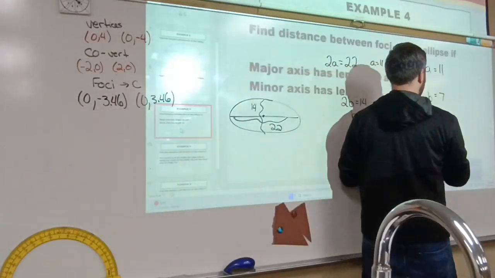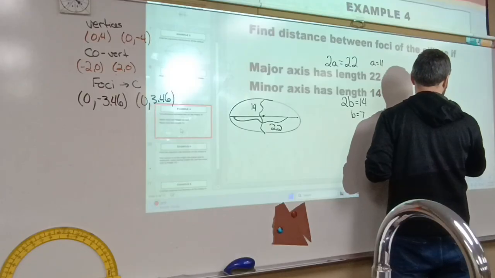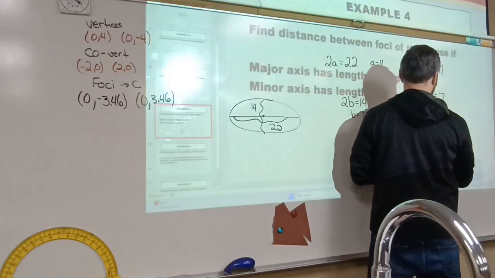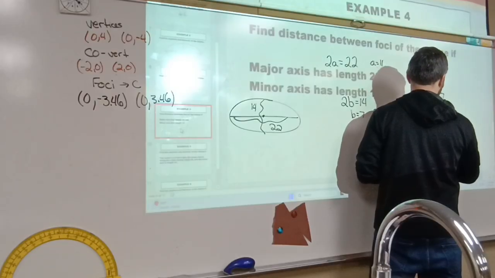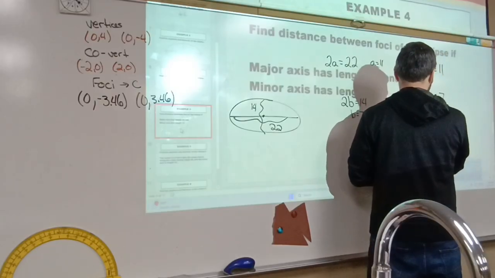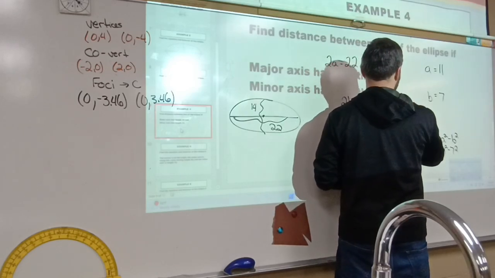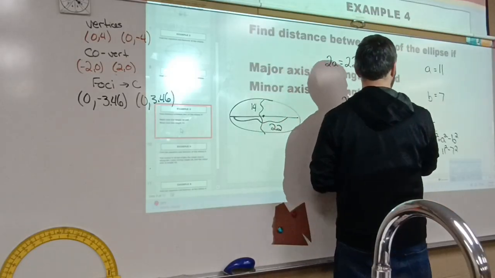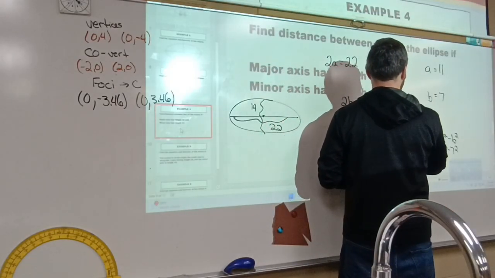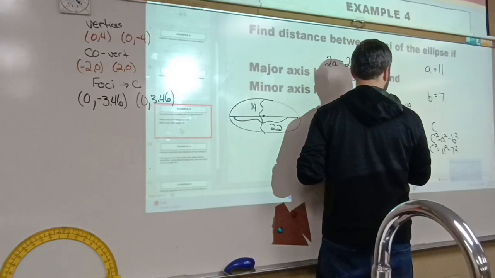So how do I find C then? C squared equals A squared minus B squared. Right? C squared equals 11 squared minus 7 squared. In real life, I wouldn't write out all these steps. 121 minus 49. That's frustrating. 72. 72, right? So C is square root of 72.